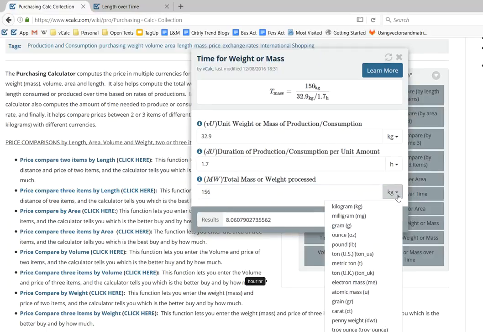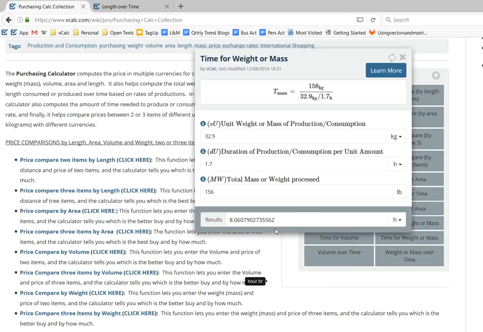Well, what if it was 156 pounds? So again, it would then do the real-time conversion. In this case, it would tell me it would take 3.65 hours in order to produce 156 pounds. So it's able to mix up the different units and still give you an accurate answer on the time it would take to process, consume, or produce that amount at that rate.